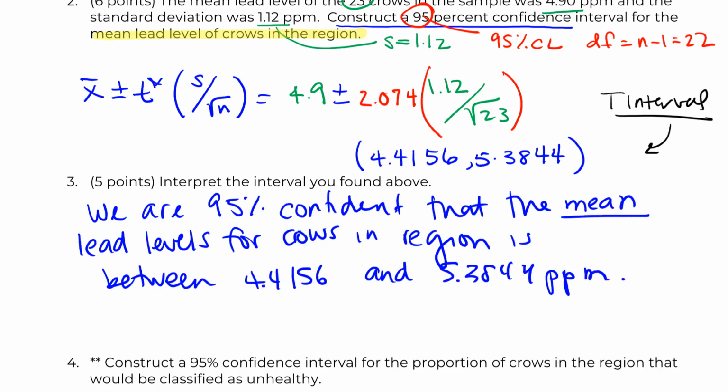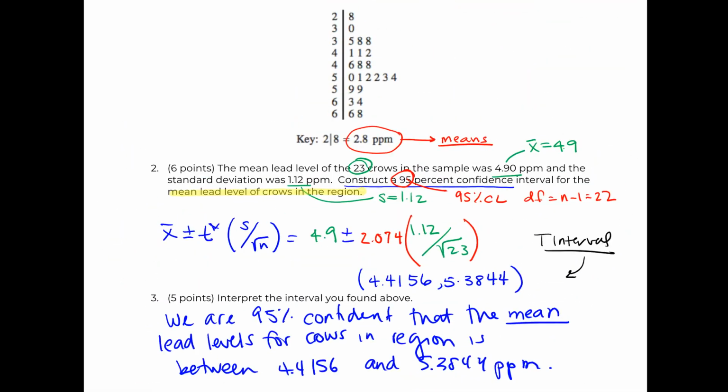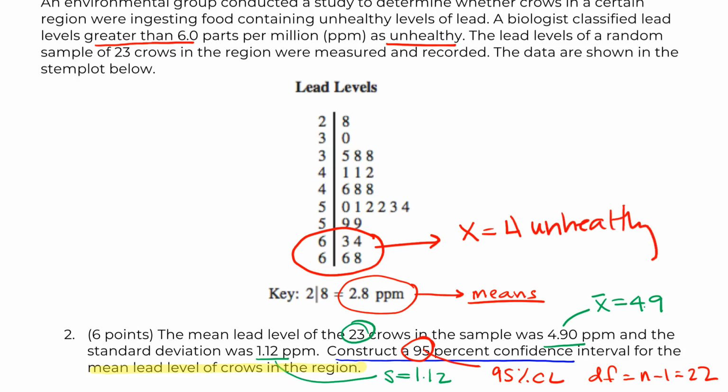Boom. Now 4 is where a lot of students got tripped up in my last test. And again, you can see double stars, extra credit. This time we are asked to construct a confidence interval for the proportion, which means I need a categorical variable. And it says classified as unhealthy. Well, that's a nice binary variable, unhealthy, healthy. It required us to go back up and read that greater than 6 is unhealthy. So all of these crows right here would be considered unhealthy, which means 4 unhealthy crows. And we know how many total.